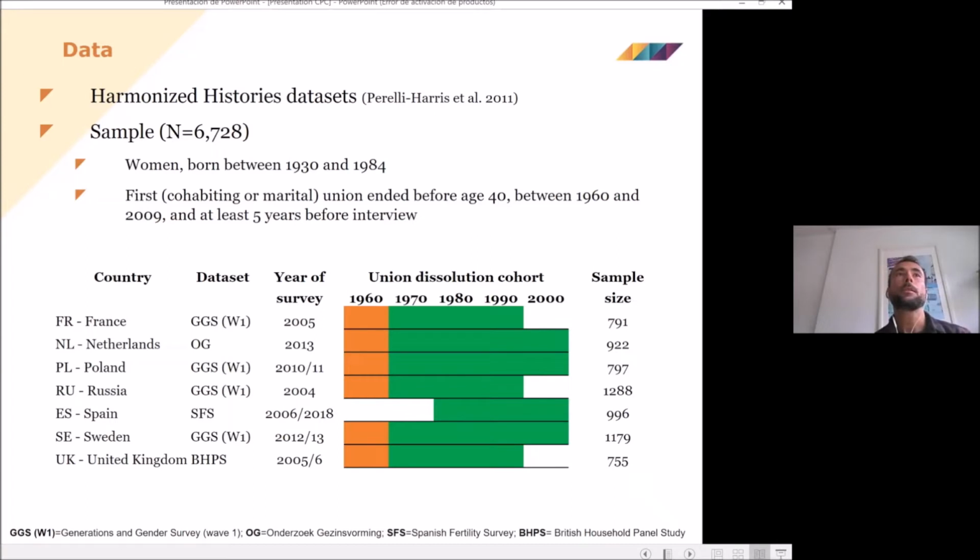And our sample consists of women who were born between 1930 and 1984, who experienced the dissolution of a union, which could have been cohabiting or marital, and the union ended before they turned 40, so that we can actually follow their post-separation trajectories during prime ages of family formation.